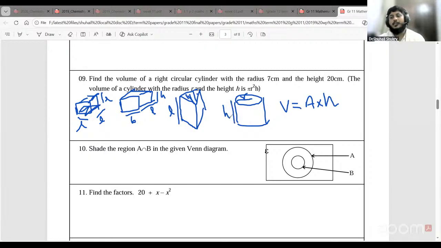So will you forget these formulas? You can reply. Will you forget these formulas now? You should say, will you forget or not? Already you remember this. If you know this, it's fine, right?